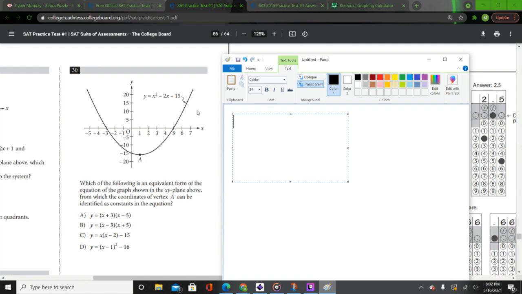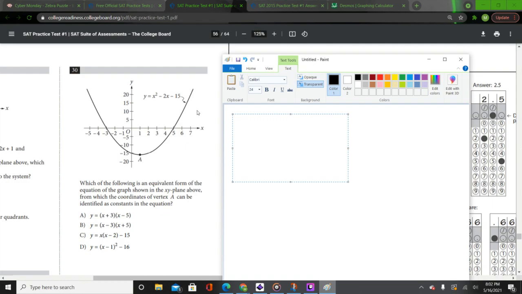Which of the following is an equivalent form of the equation of the graph shown in the xy plane above, from which the coordinates of the vertex A can be identified as constants in this equation? Alright, so it's going to be identified as constants in the equation. So it's basically just asking for an equivalent form of the equation, if I am correct, for question 30. From which the coordinates of vertex A can be identified as constants in the equation. Again, you might be able to graph this. In fact, you should.